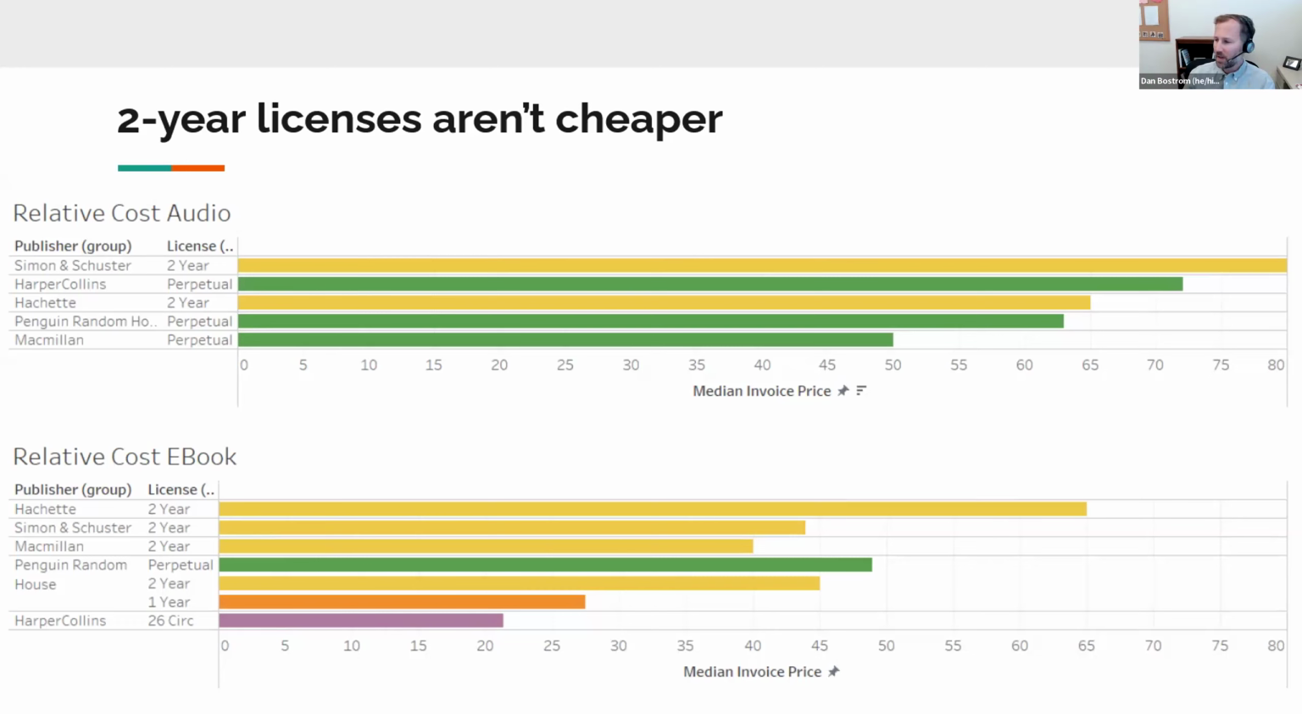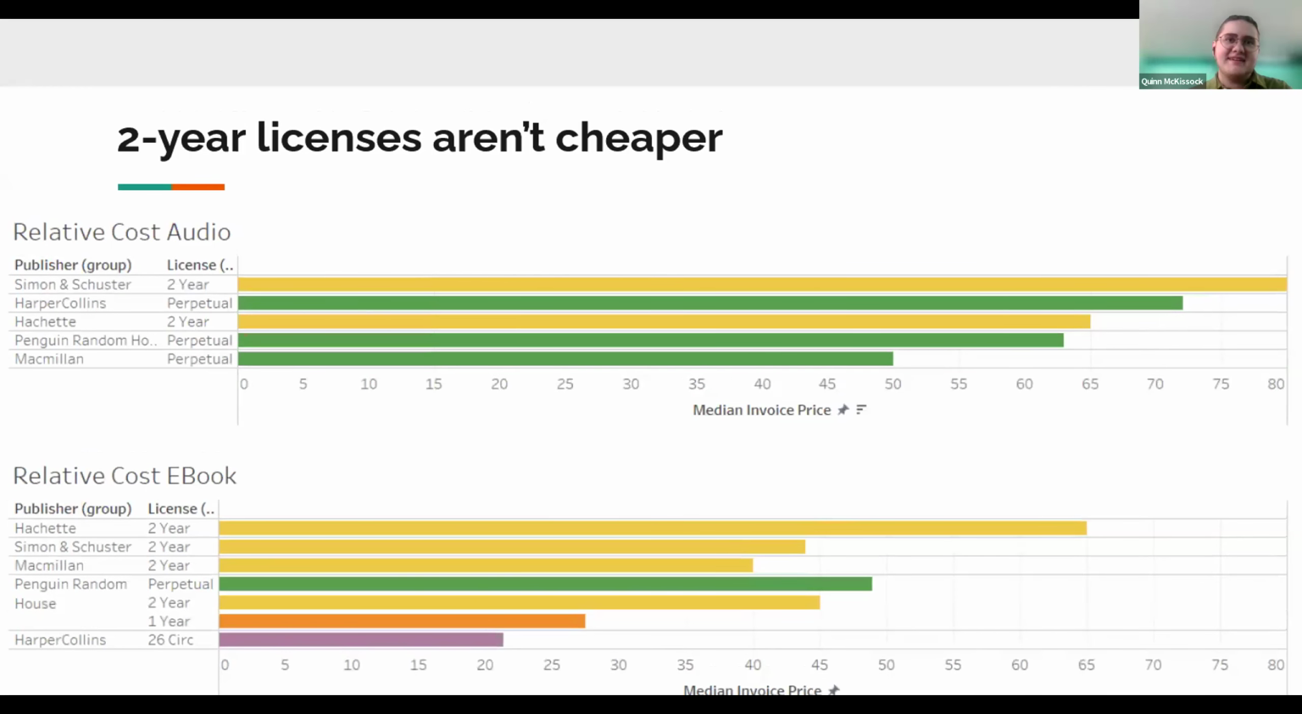Other questions? Other areas that people want to dig into? Oh, great. Jeanette, what about most expensive when you look at a cost per circ? Mm-hmm. Yeah, so here, let me pull that up.